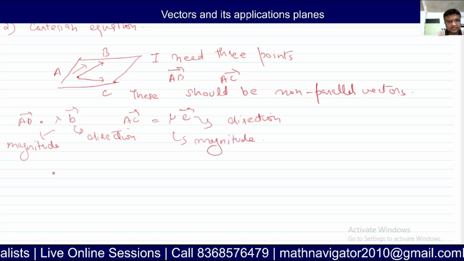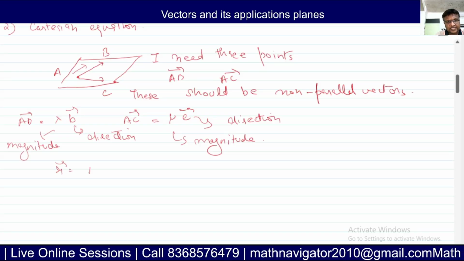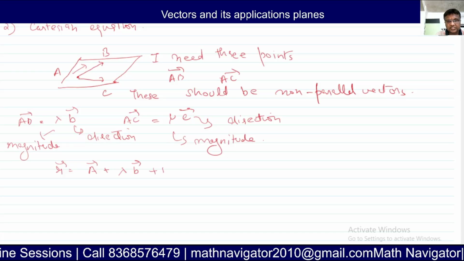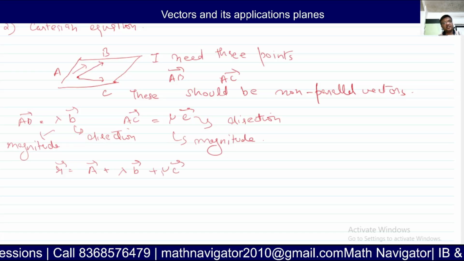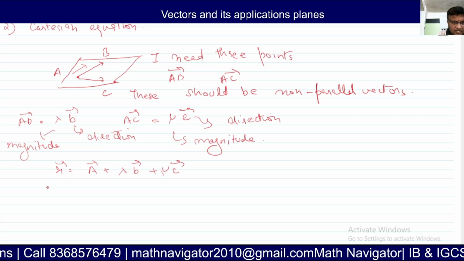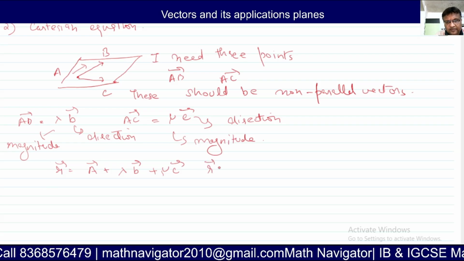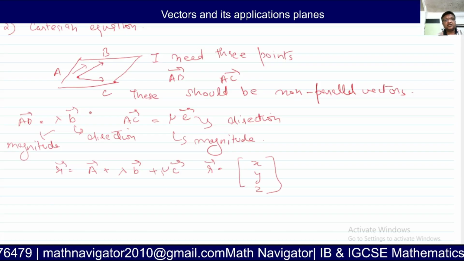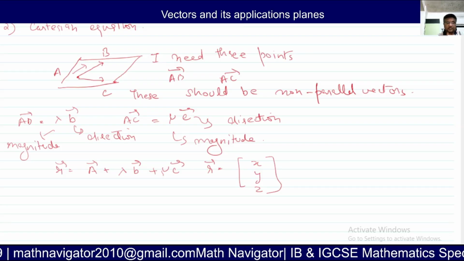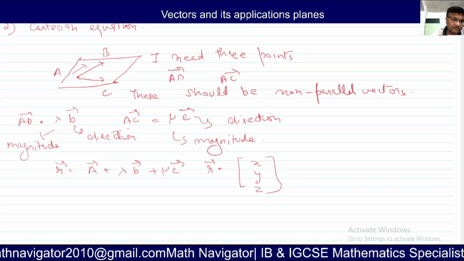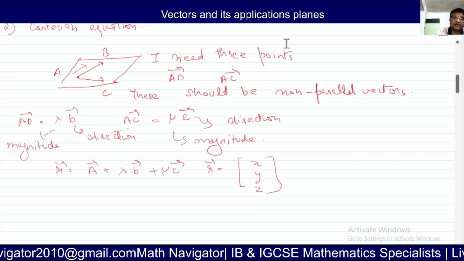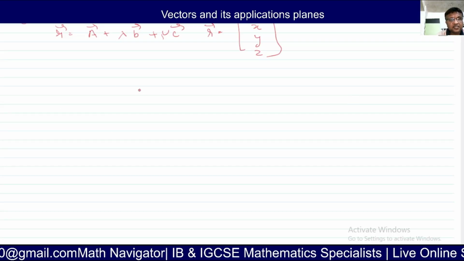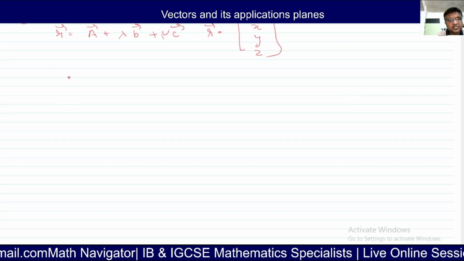Now we need to understand how it works. So it's simple. Vector R is equal to vector A plus lambda vector B plus mu vector C. So this is how we do it. This vector R is a general point, which is, let's say, x, y, z. Got it? And vector A, the coordinates will be given. Vector AB, you can find by vector B minus vector A. And vector AC, you can find by vector C minus vector A. So this is the vector equation. So what is the Cartesian equation?